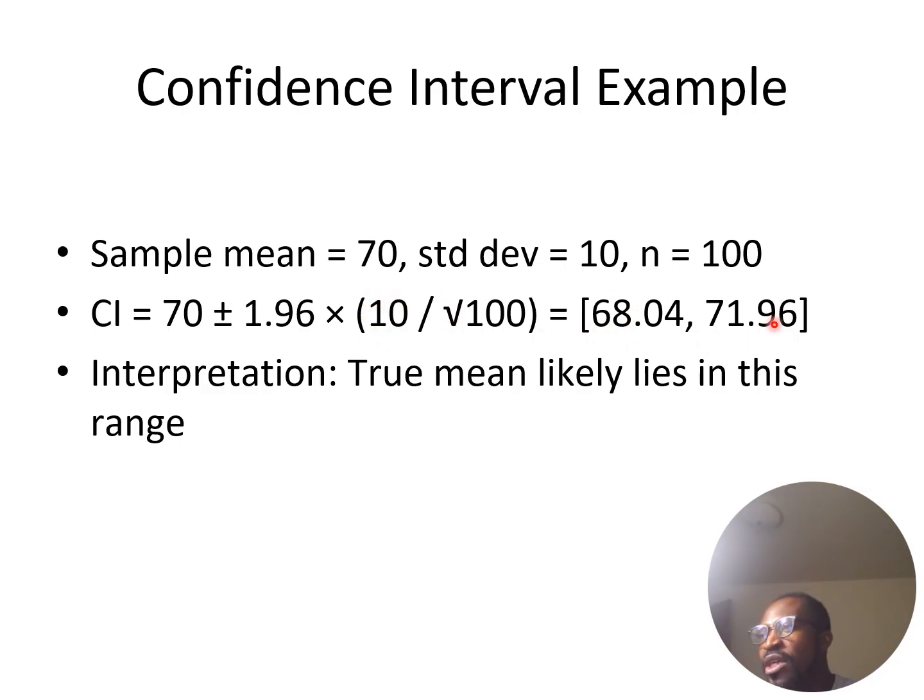If we do this, we will see that the mean of that population, because we are now inferring it to the population, is less than or equal to 71.96, but greater than or equal to 68.04. So the interpretation here is that the true mean is likely to be in between this range of values.